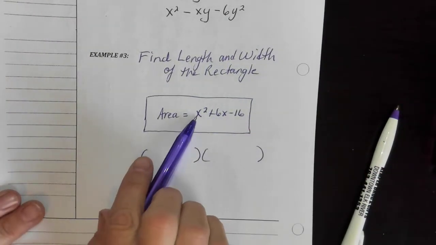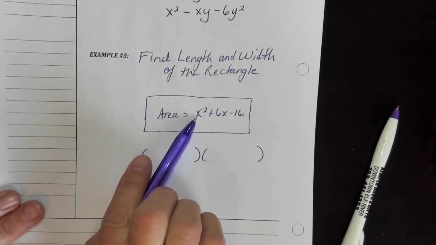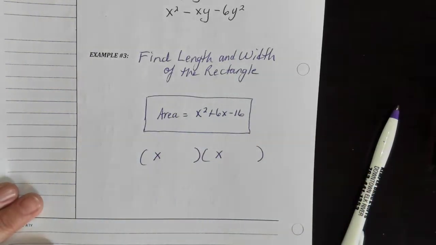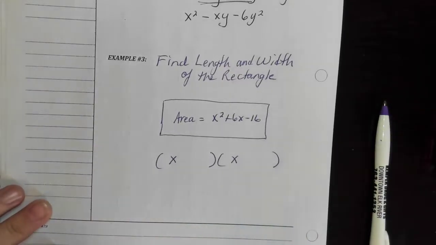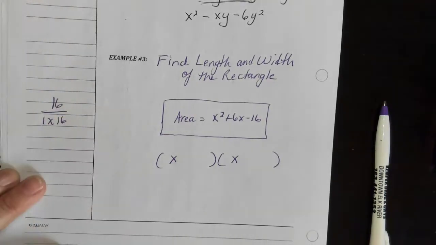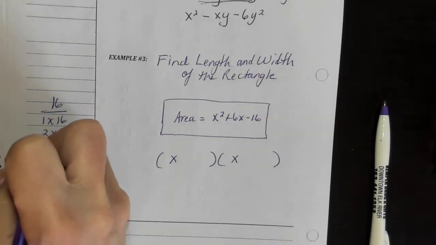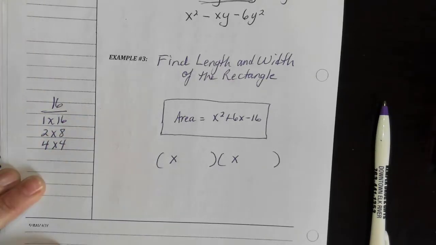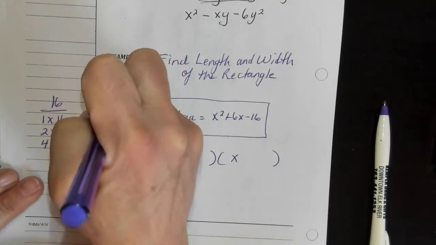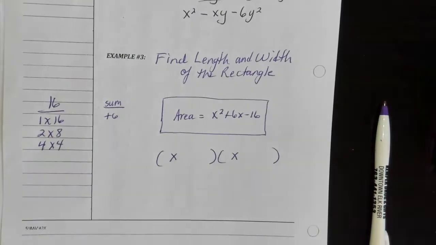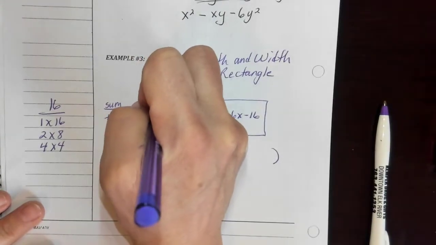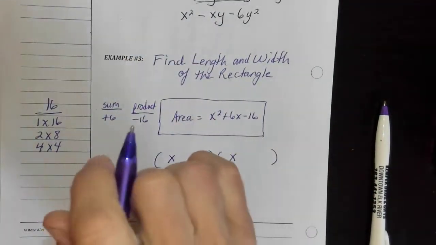Fairly easy with the first term, because the only way I can get x squared by multiplying is having an x times an x. So those positions are pretty straightforward. Now I'm going to look at the 16 and factor it. That is 1 times 16, 2 times 8, and 4 times 4. And my goal is to get a sum of positive 6, that's the middle term, and a product of negative 16, because that's the constant term at the end.